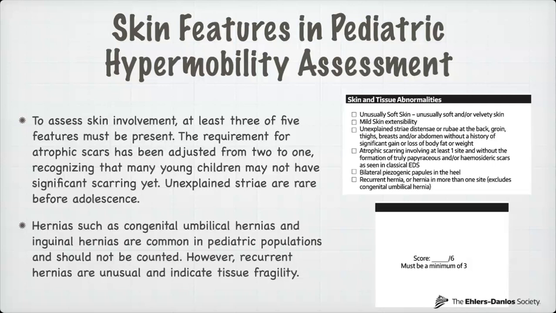Hernias such as congenital umbilical hernia and inguinal hernias are common in pediatric populations. Therefore, these should not be counted. However, the recurrent hernia are unusual and indicate tissue fragility. I cannot comment on this, so this is the rule on hernias. Okay, so there must be a minimum of 3 out of 6 to score positive on skin and tissue abnormalities.